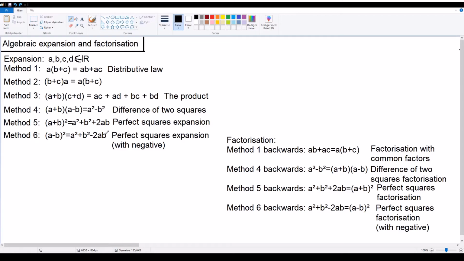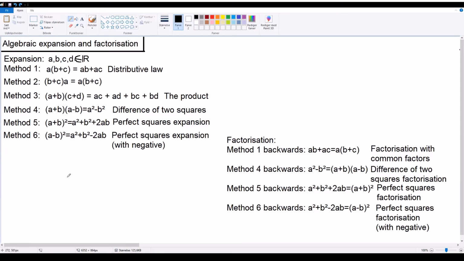Now method 5 is the perfect squares expansion. It's essentially the same as the difference of two squares, except there's no negative number, so you end up with an A squared and a B squared and 2AB because there's no negative AB to cancel out each other.